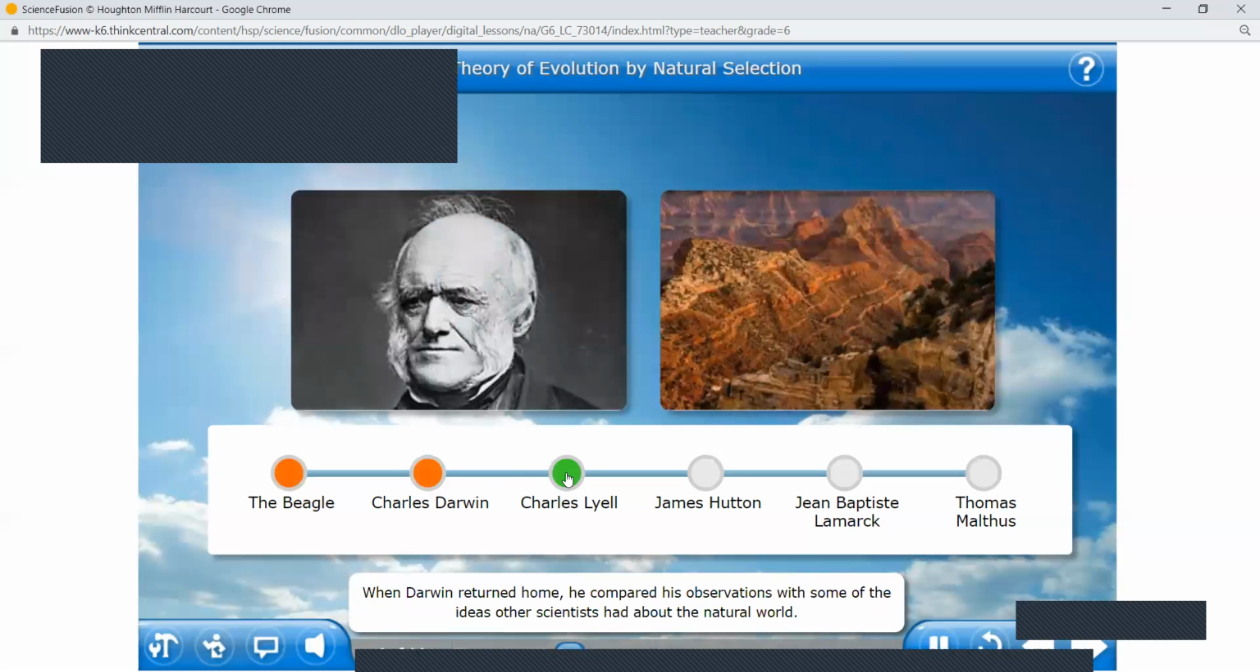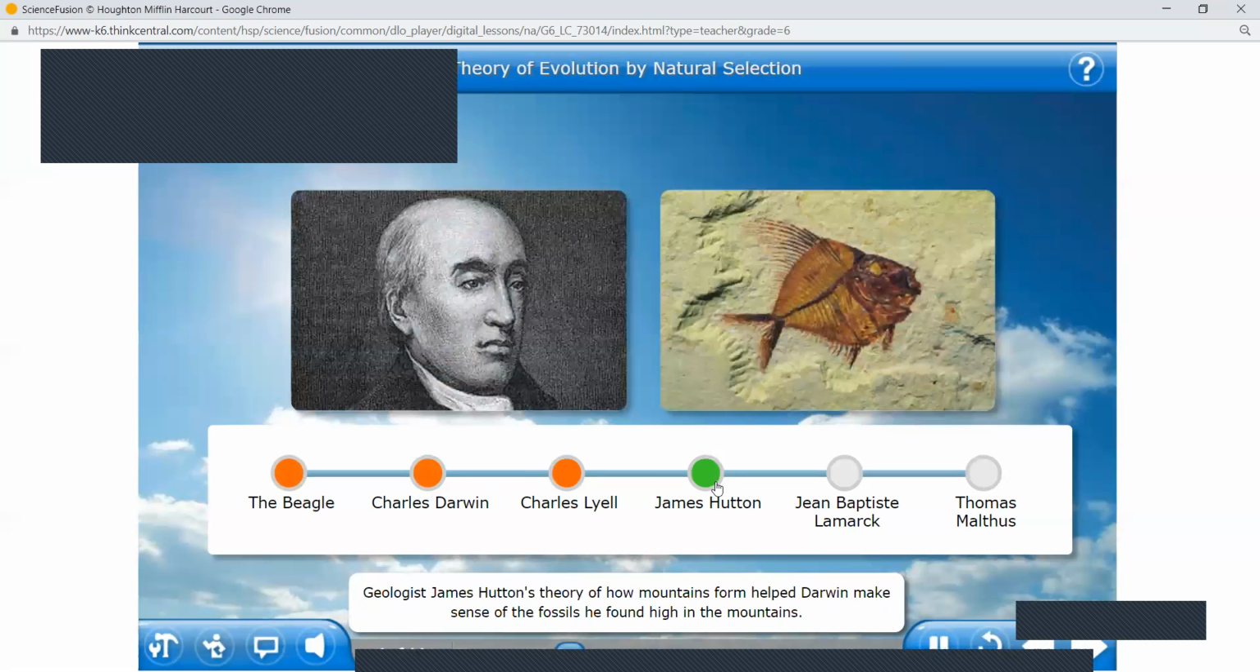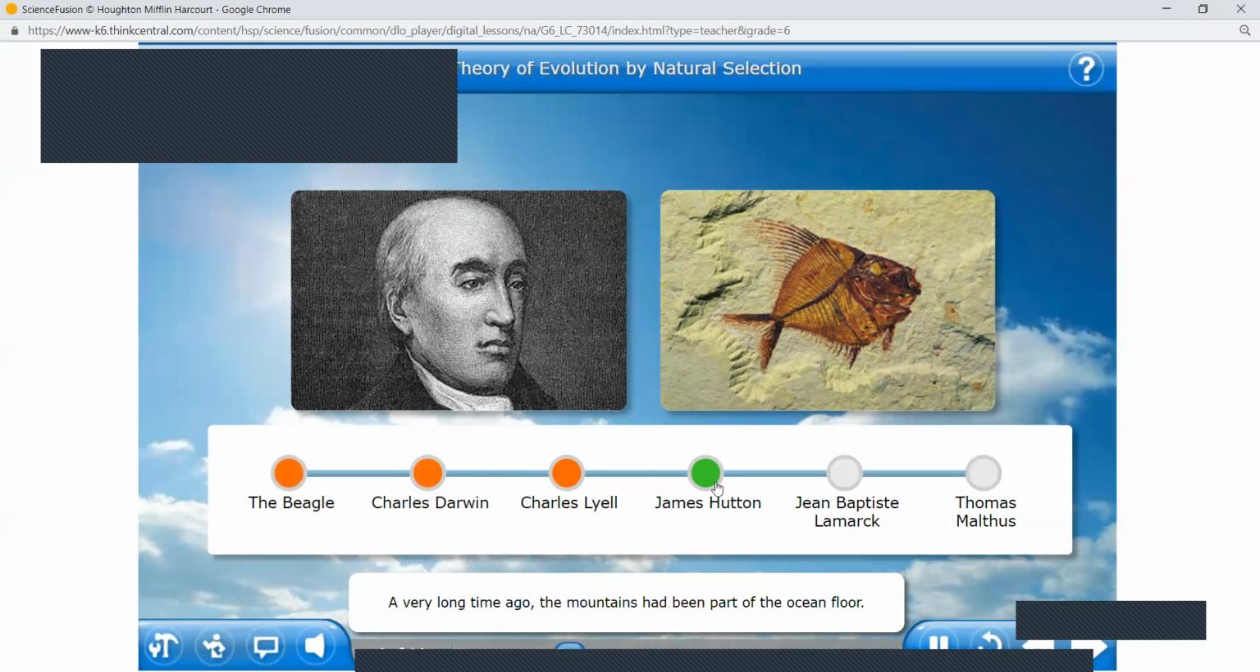When Darwin returned home, he compared his observations with some of the ideas other scientists had about the natural world. Geologist Charles Lyell's idea that changes on Earth took place over a long period of time made Darwin wonder if living things might not also change over long periods of time. Geologist James Hutton's theory of how mountains form helped Darwin make sense of the fossils he found high in the mountains. A very long time ago, the mountains had been part of the ocean floor.